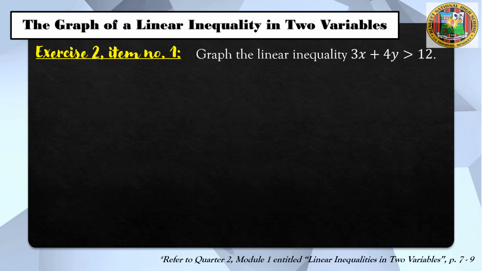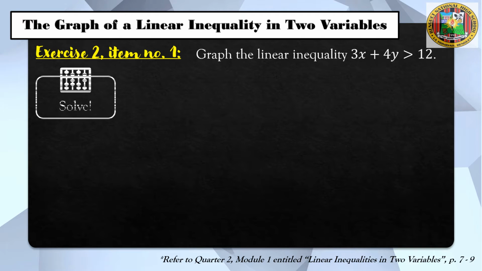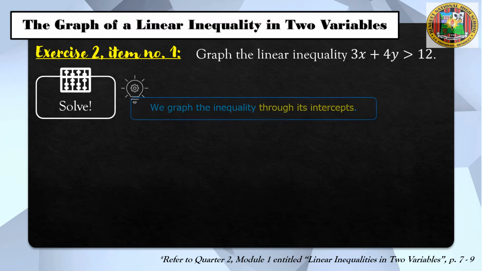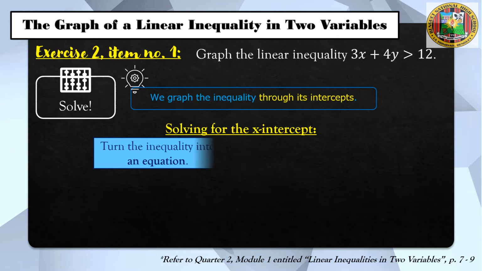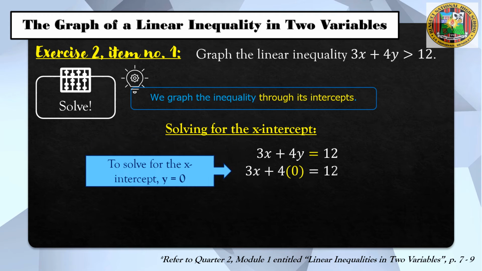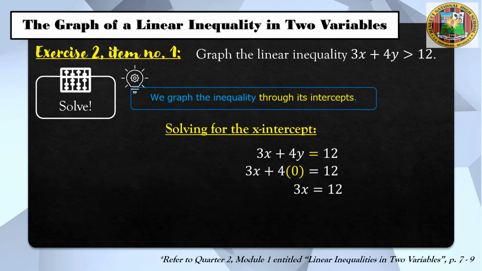To graph the inequality, we need to solve for its intercepts. We begin with the x-intercept. We first turn the inequality into an equation. Then, to solve for the x-intercept, the value of y is set at 0. This results in the expression 3x = 12.